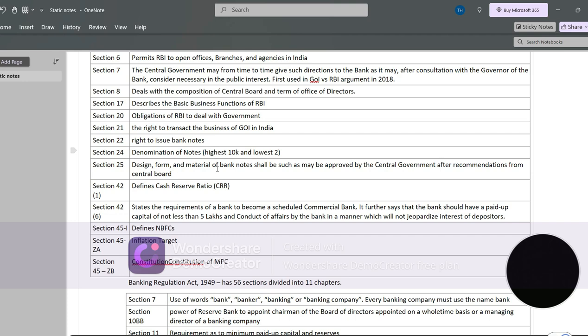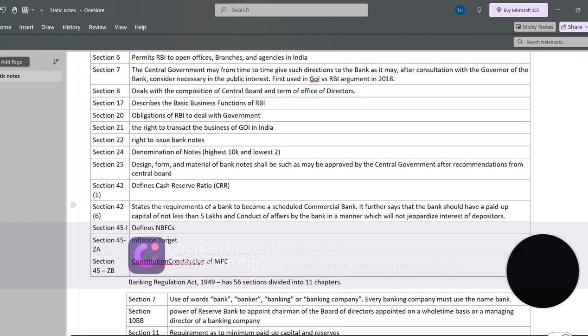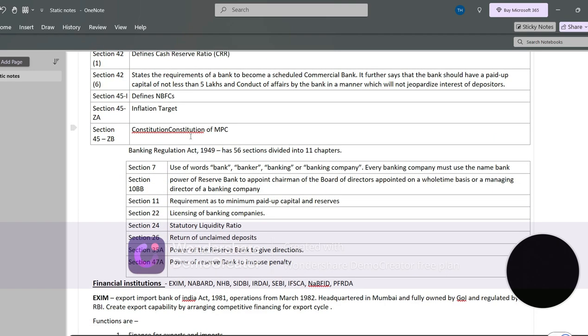Section 45(1), I think it is Section 45I. It defines NBFCs. Section 45ZA defines the inflation target. Section 45ZB defines the constitution of the MPC, Monetary Policy Committee.